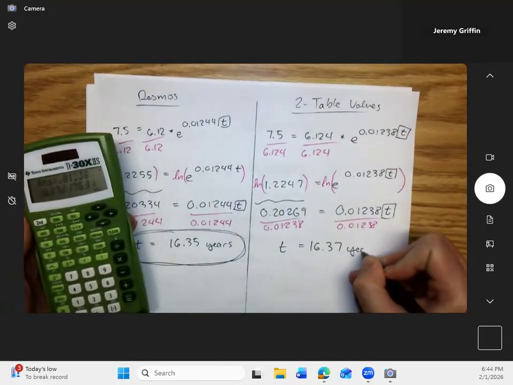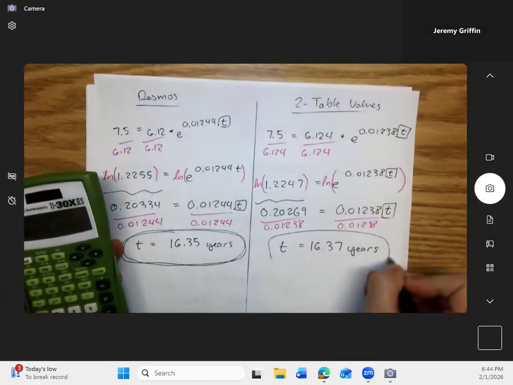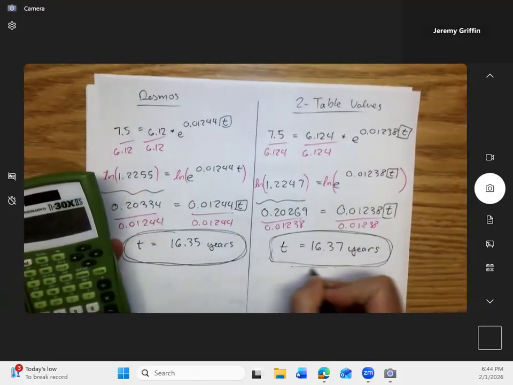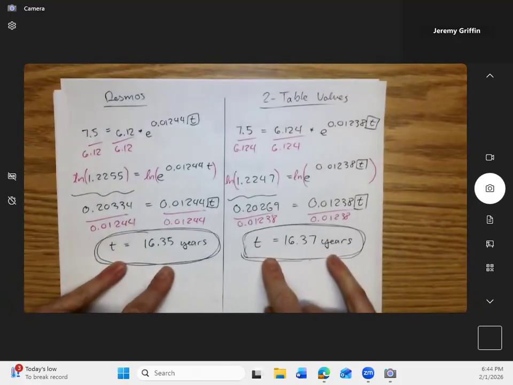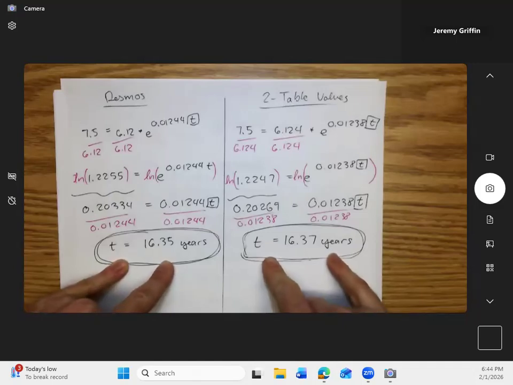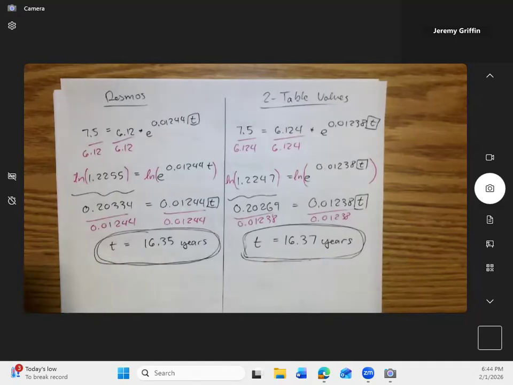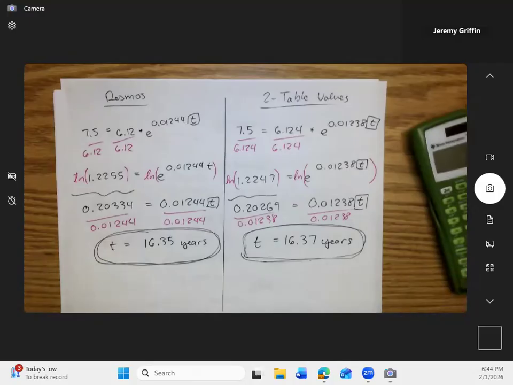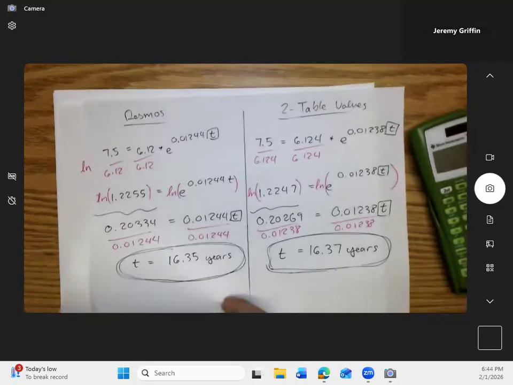$16.37 years. Right. So even though the two equations were slightly different from each other, they're really predicting about the same thing. It takes 16 years and a few months. Yeah, the same answer. Right, population growth. That's the next one we got.